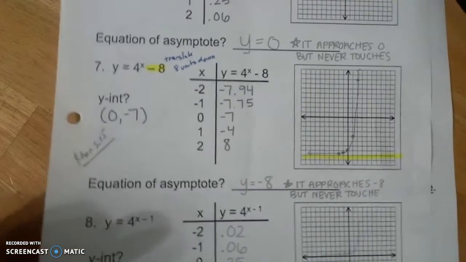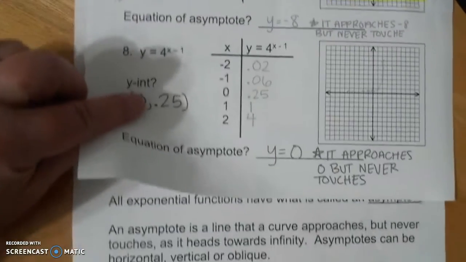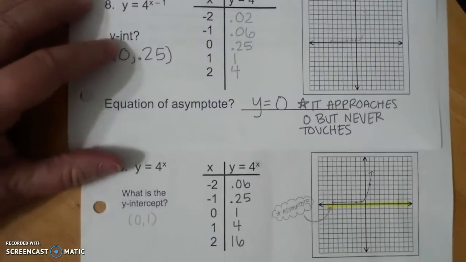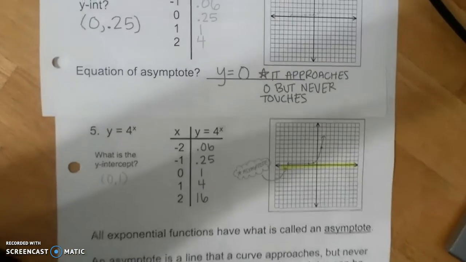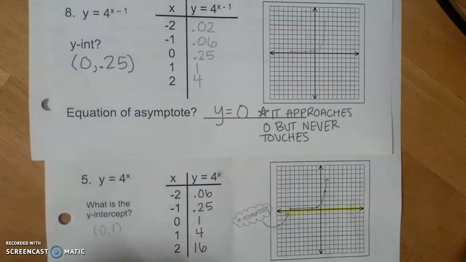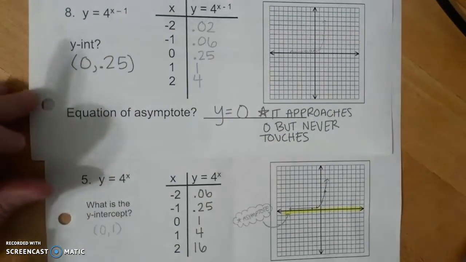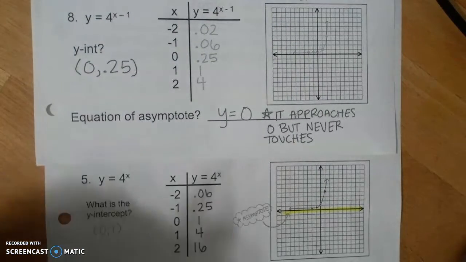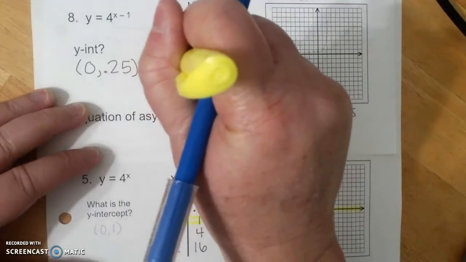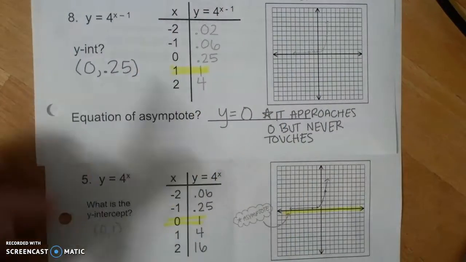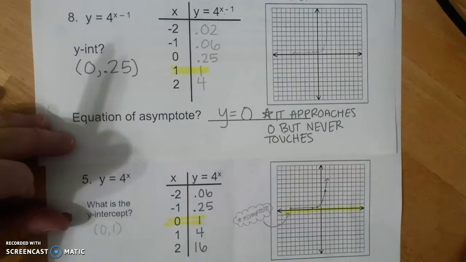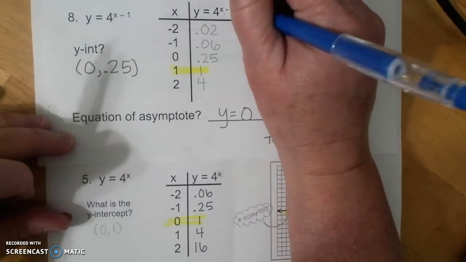Okay, this one, I'd like you to pay attention to this table and this table. Let me see if I can get them both on this screen. Okay, so y equals 4 to the x and y equals 4 to the x minus 1. And I'm wanting to pay attention to this right here. And this is how you shift right and left.